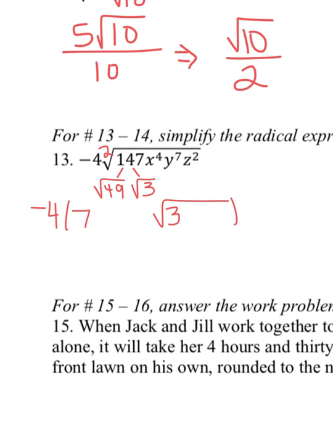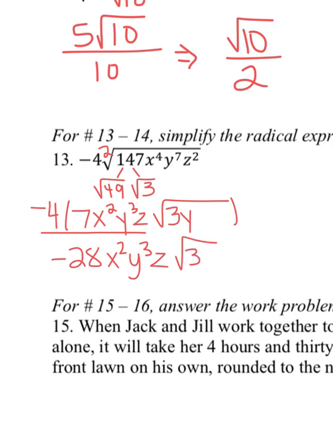For the x, 2 goes into 4 2 times with no remainder, so no x in the radical. For y, 2 goes into 7 3 times with a remainder of 1. And for z, 2 goes into 2 1 time with no remainder. And then last, I would just multiply these together. It gives me -28 x squared y to the third z times the square root of 3y as your final answer.